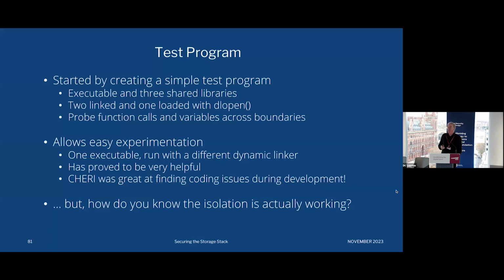One thing I spotted as we were working on it was that CHERI is absolutely brilliant at finding coding issues. There were times where I wasn't paying enough attention, and it just highlights the issue straight away instead of causing corruption later on that you need to investigate. But how do you know you're actually getting the isolation that you're looking for?